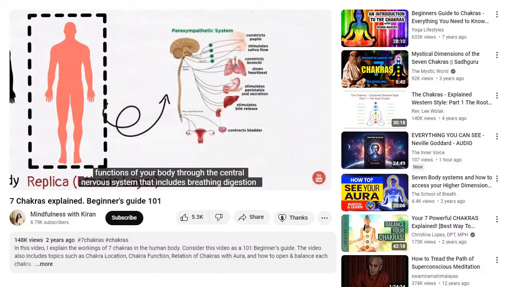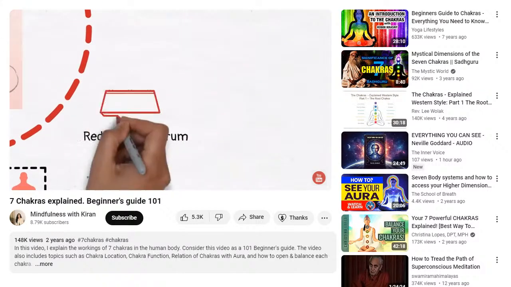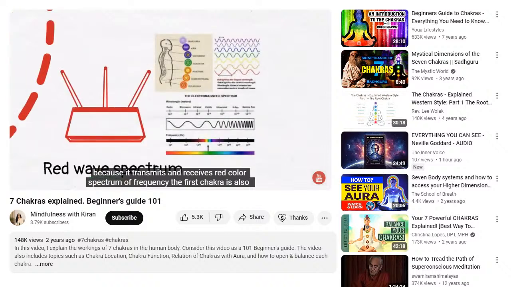Now this first layer also includes the involuntary functions of your body through the central nervous system. That includes breathing, digestion, excretion, and the like. Now the first layer and also the chakra is represented by color red because it transmits and receives the red color spectrum of frequency.